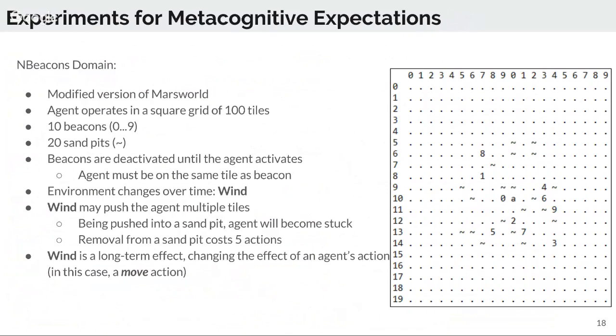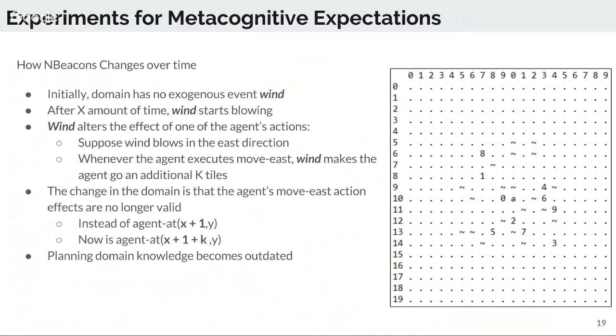But unknown to the agent and the agent designer, there is wind. After some time, the wind starts blowing, and it has a permanent effect on the agent's actions. Think of wind as a kind of permanent change to the environment. I know wind in real life generally can change very quickly, but this is just an example of this kind of behavior where domains change over time. Once the wind starts blowing, for the rest of the time, when the agent moves in the direction of the wind, so suppose the wind is moving east and the agent moves east, it will be blown an extra 3 or 4 tiles. And now the agent might find itself stuck in a sandpit. So basically some of the planning domain knowledge could become outdated.